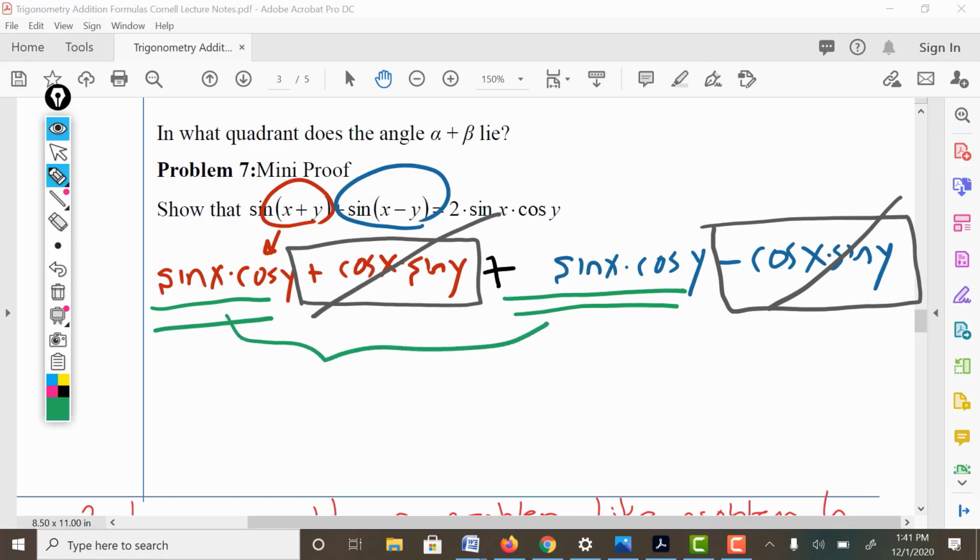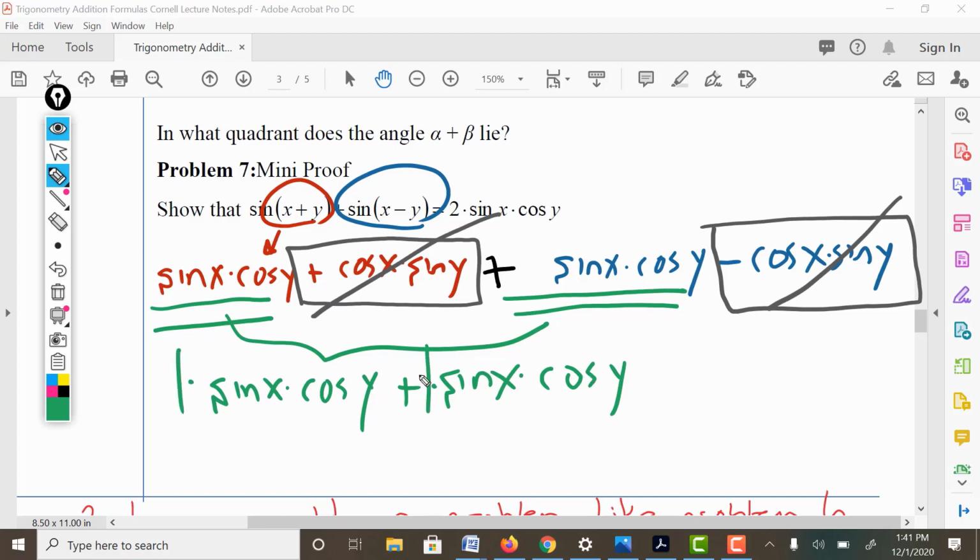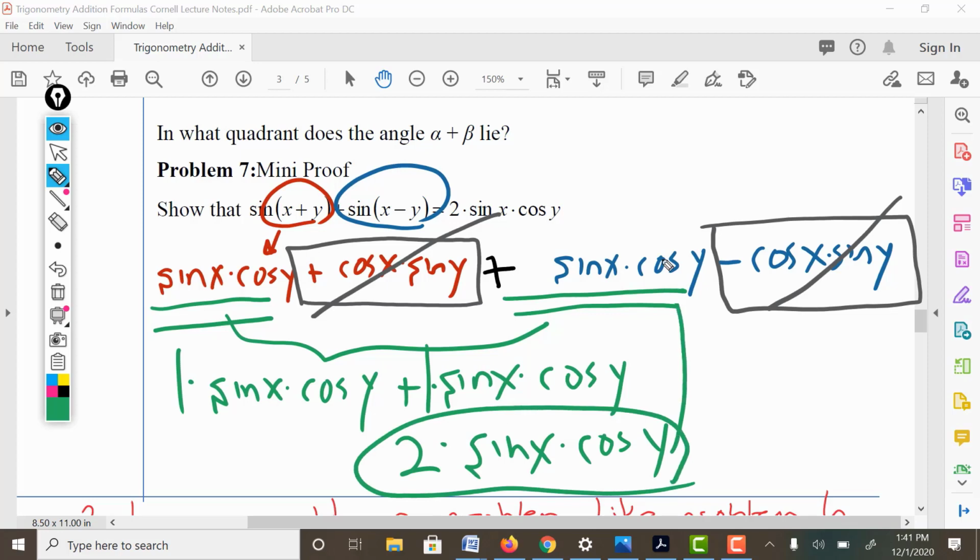We have these two right here. These two are left. These two, these two, these two are left. I'm going to combine them. It looked ugly, but it was a pretty straightforward proof.